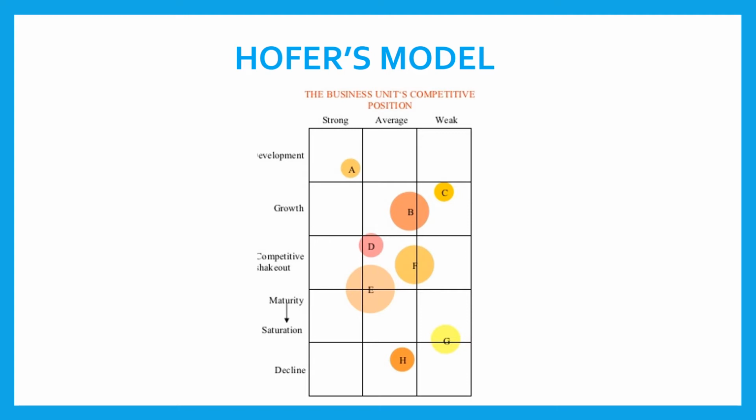In Hofer's matrix, the vertical axis represents the stages of product market evolution and the horizontal axis represents the SBU's competitive position. In this matrix, three stages of competitive position of SBU, that is strong, average and weak, are shown on the horizontal axis. The vertical axis shows the industry's state in the evolutionary life cycle, from the development to the decline stage.